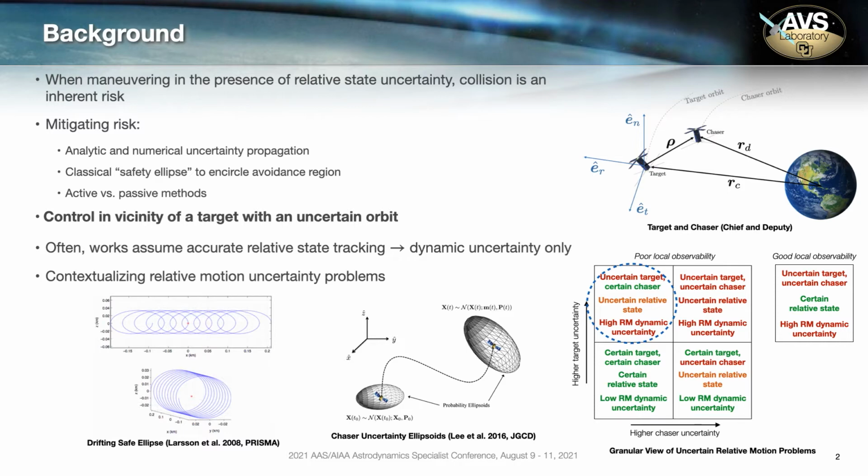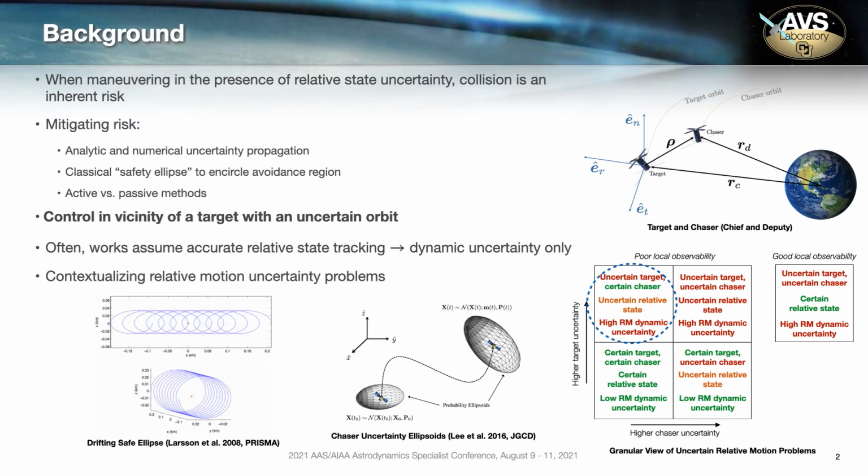There's the classical safety ellipse to encircle a given avoidance region, depicted down here in the bottom left. There's active and passive methods explored by Breger, Howe, Holzinger, and other researchers. This work in particular investigates dynamics and control in the vicinity of a target object with an uncertain orbit. A lot of works have covered this, but many tend to assume that accurate relative state tracking exists, thus the effect of the target orbit uncertainty only appears in the target-centered dynamic equations.